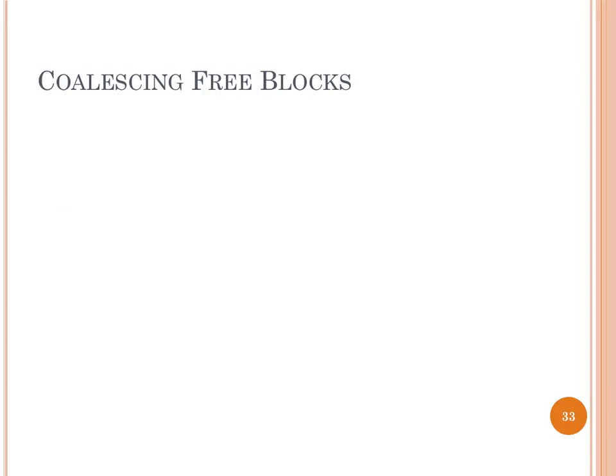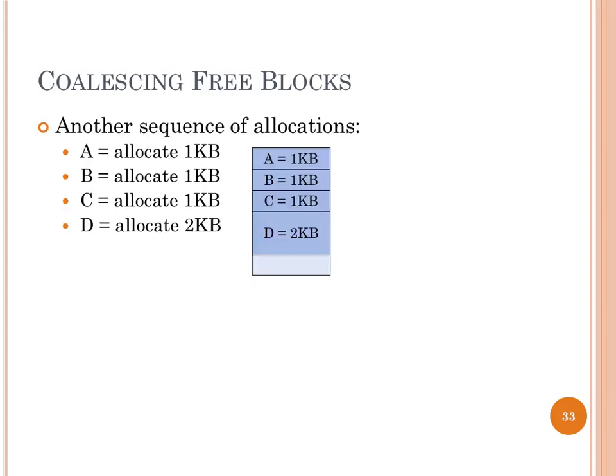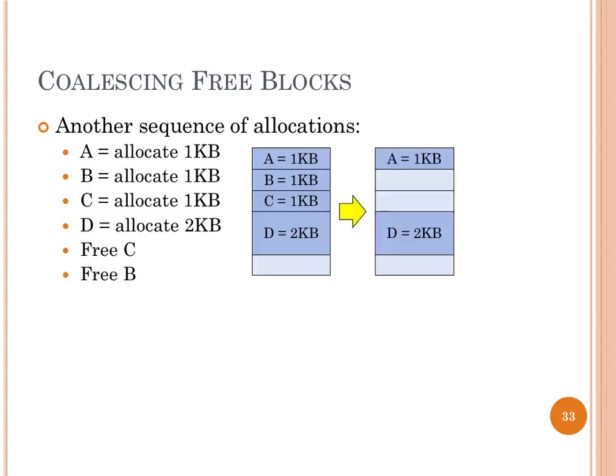Let's see what time it is. Here's another sequence of allocations. So A, B, C, D. Notice we get 3 1 kilobyte chunks and then a 2 kilobyte chunk, and then we free C, and then we free B. All right? Now we have this interesting situation where we have 2 chunks of memory that are now available for use, and they are adjacent to each other. Should the allocator be able to satisfy another 2 kilobyte allocation request? Yes, right? We'd like an allocator that can do that.